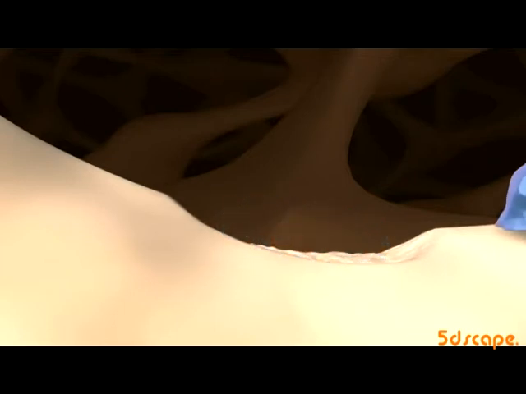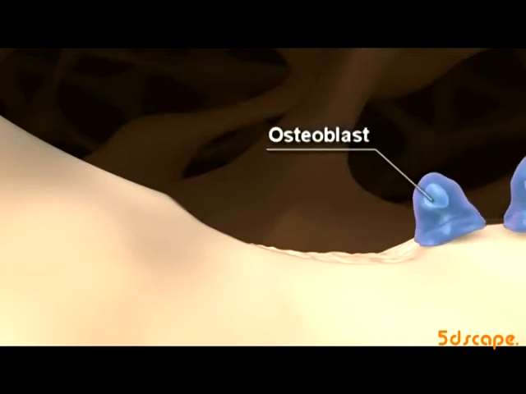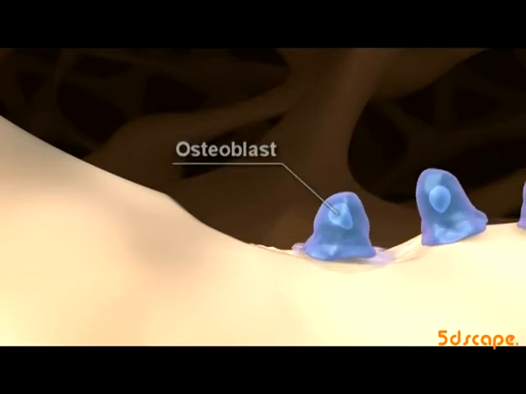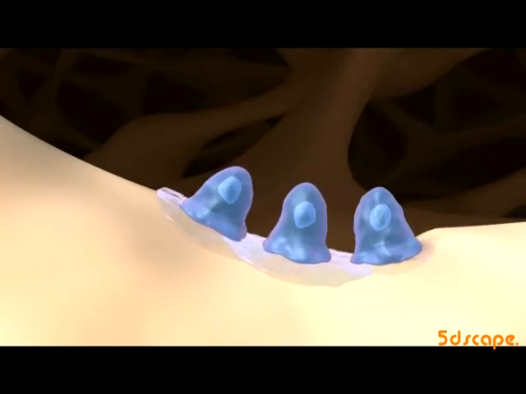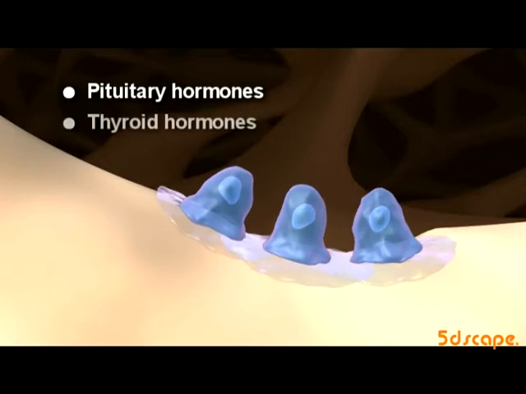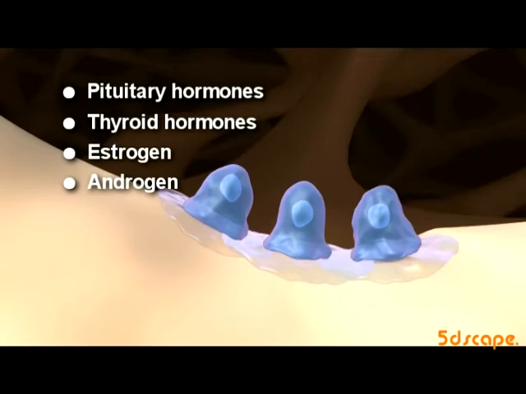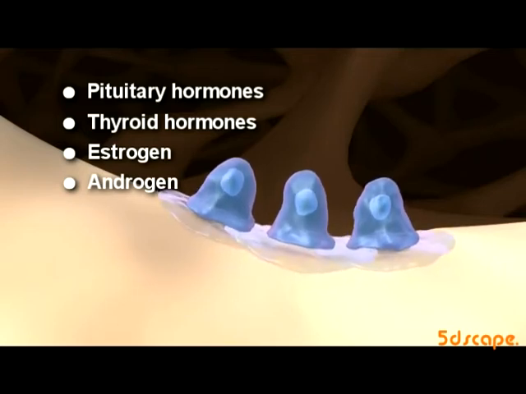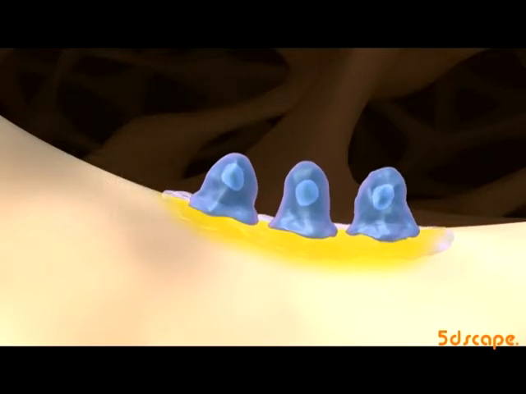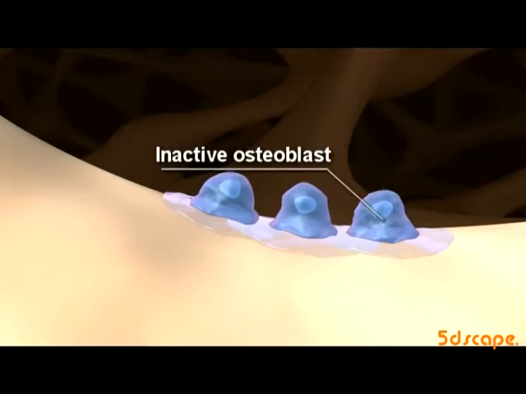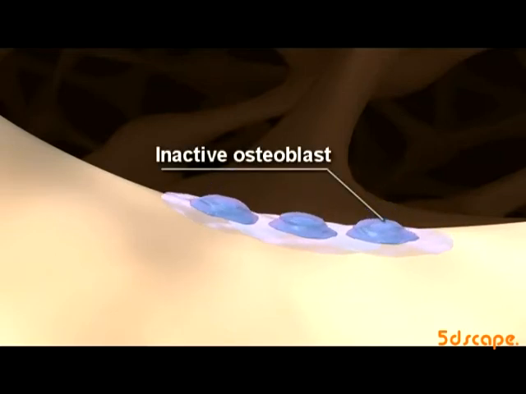Once resorption is complete, osteoblasts, or bone-forming cells, fill in the bone cavities, multiply, and form new bone. This process is stimulated by the secretion of pituitary and thyroid hormones and sex hormones, such as estrogens and androgens. Osteoblasts also secrete a number of cytokines that promote reabsorption of bone. The new bone surface is covered by a protective layer of bone-lining cells, or inactive osteoblasts, which serve as a barrier to certain destructive ions.